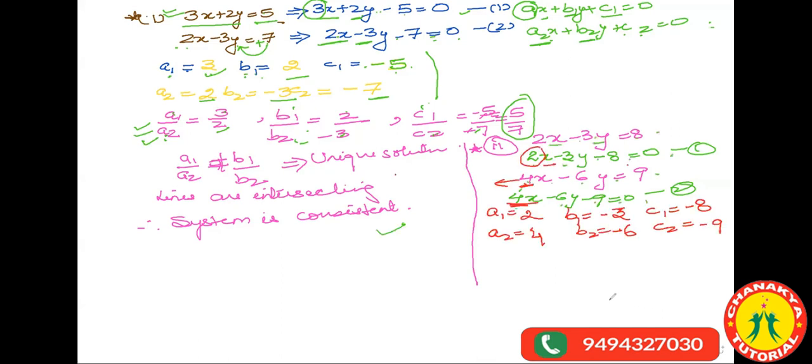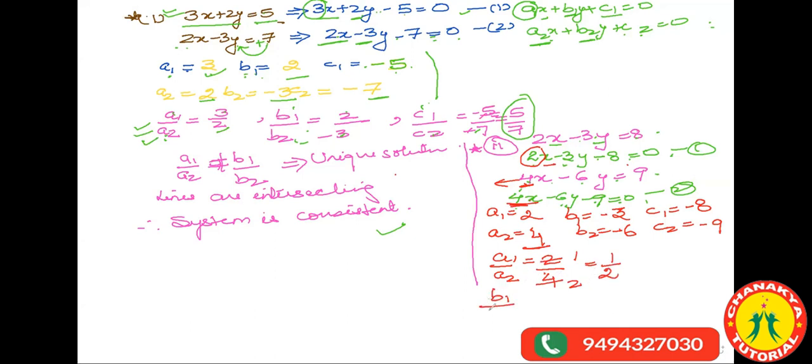Now next is Siddhishri. Now we have to find A1 upon A2, right? So what will be the value of A1 by A2, beta? A1 is 2 and A2 is 4. Now cut it by the table of 2. 2 ones are 2 and 2 twos are 4. So it will be 1 by 2, clear?